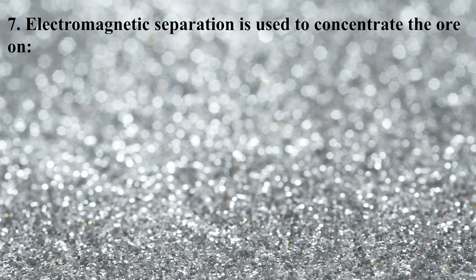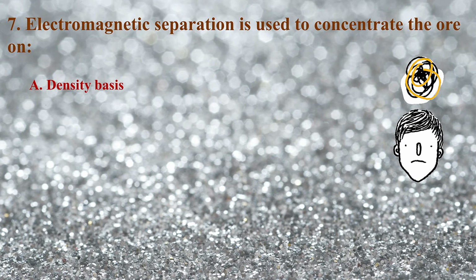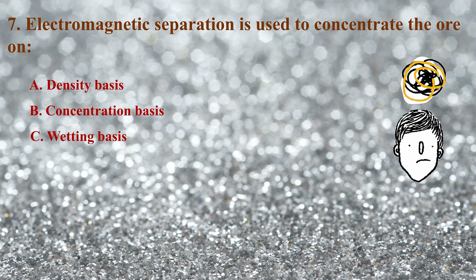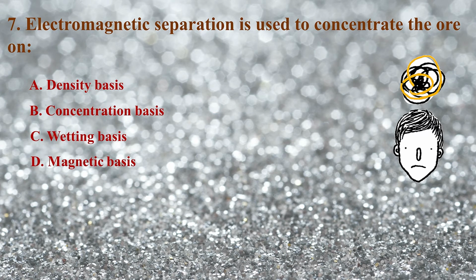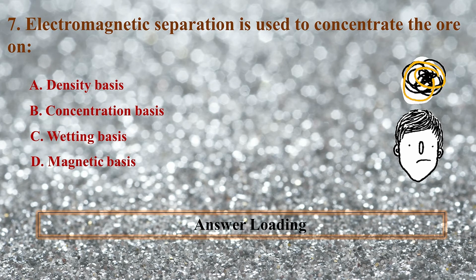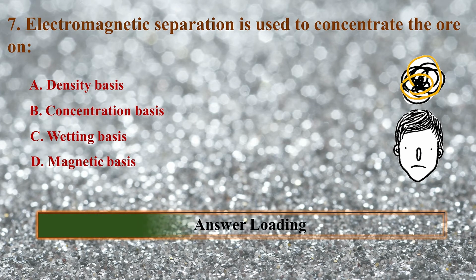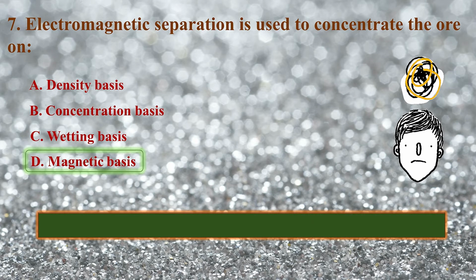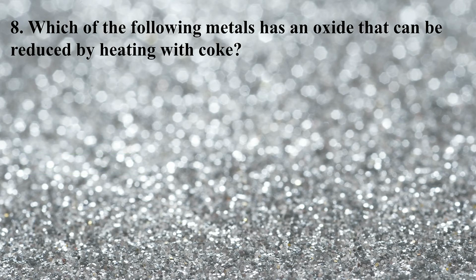Next question is number 7. Electromagnetic separation is used to concentrate the ore on. And your options are A, density basis, B, concentration basis, C, wetting basis, and D, magnetic basis. Your time starts now. So the correct answer is D, magnetic basis. Magnetic ore is separated from non-magnetic impurities.